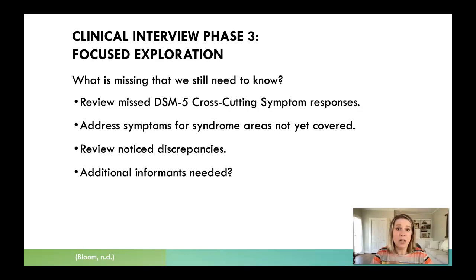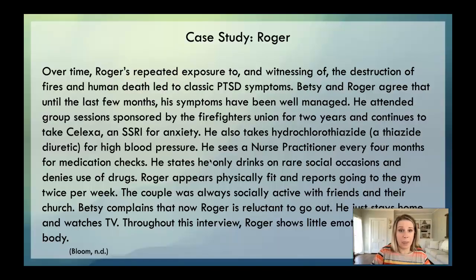Best case scenario, the client is present for this discussion with the informant so that there's no potential for mistrust to build. And then in the interview, only when you believe you have enough information to begin sorting the signs and symptoms into patterns or syndromes. Okay, more information that we're going to gather from Roger through this focused exploration.